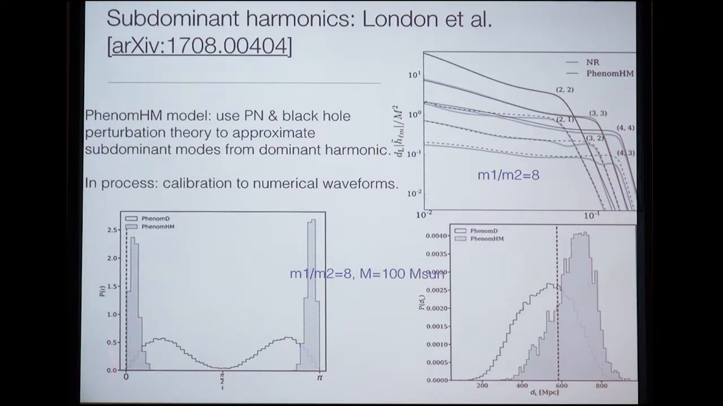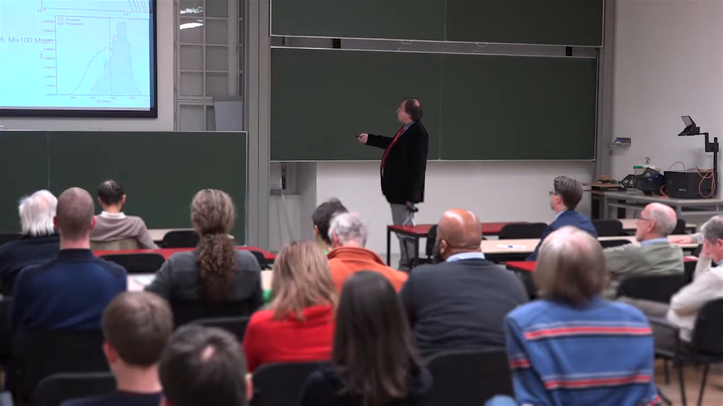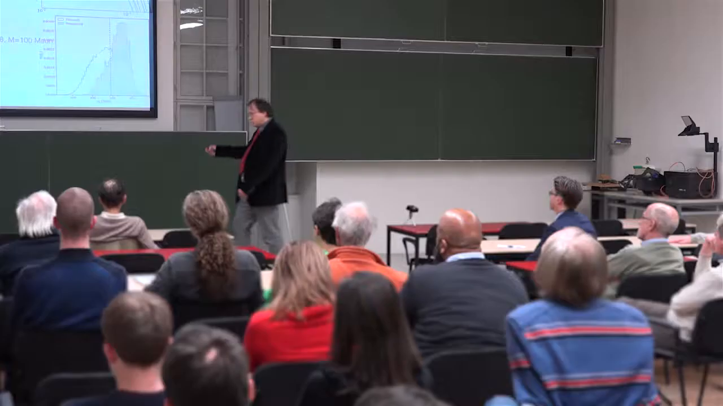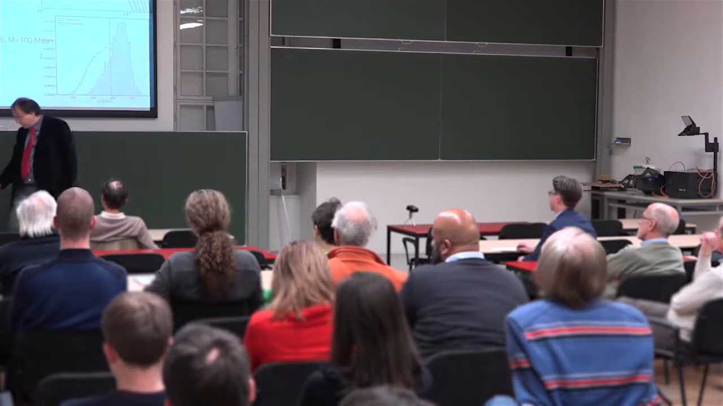simulated events. Over here, this is the distribution that you get for the inclination. So you can much more accurately say what the inclination is relative to a model which doesn't have these higher modes. And if you know the inclination of the system, then you can also much more accurately determine the distance, which you can then use for other things to determine them more and more accurately. All right.